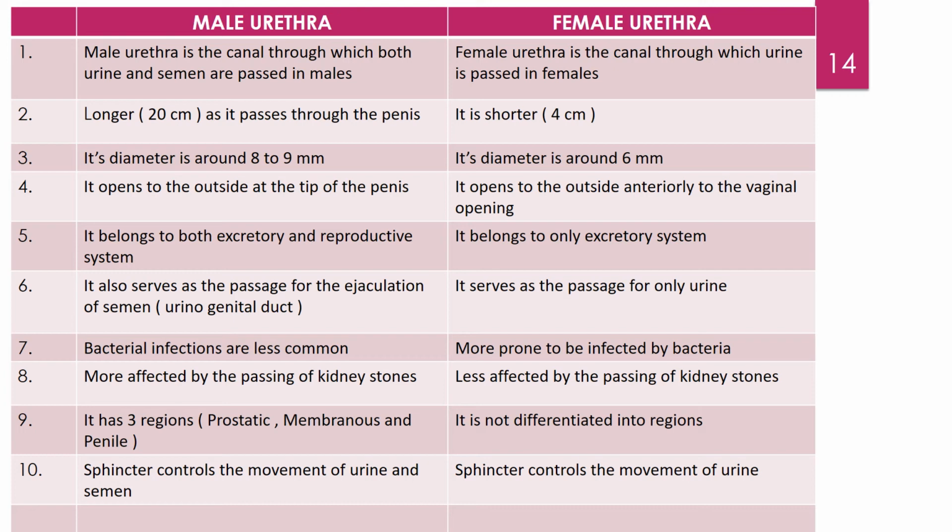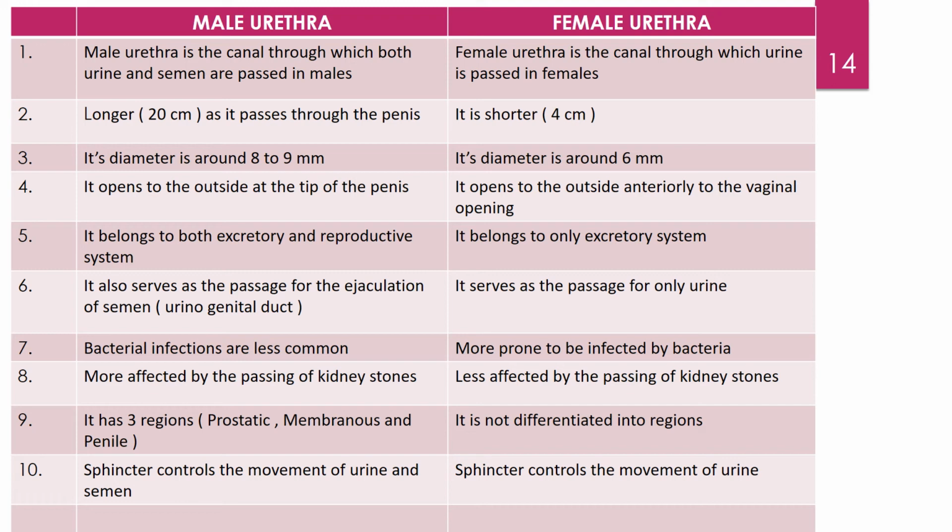Point number 7, in male urethra bacterial infections are less common, whereas female urethra is more prone to be infected by bacteria. Now, definitely you will have a doubt as to why so. The reason is that if you look at the position of the female urethra, we find that it has two more openings besides it. One is the anal aperture and the other one is the vaginal aperture, right?